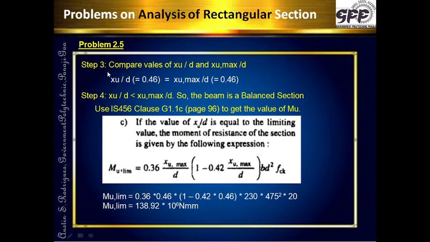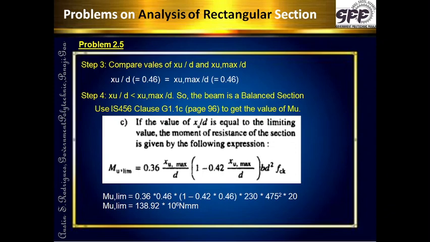Now, third step, compare the values of xu by d and xu max by d. We find that both are equal. This is one of the first times when we are finding that something is new. We are finding over here that the depth of neutral axis to the effective depth is equal to the maximum depth of the neutral axis, or the limiting depth of the neutral axis to the effective depth ratio.